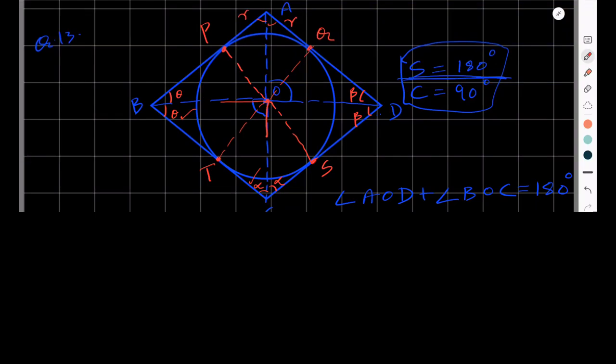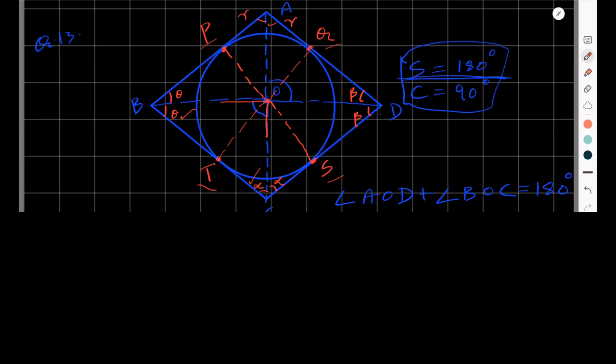This is question number 13. Prove that opposite sides of a quadrilateral circumscribing a circle subtend supplementary angles at the center. I have already made a figure here. The quadrilateral is ABCD, which circumscribes a circle, and there are 4 points of contact P, Q, S, T. I have also joined BO, OP, and all those lines which you can see here.